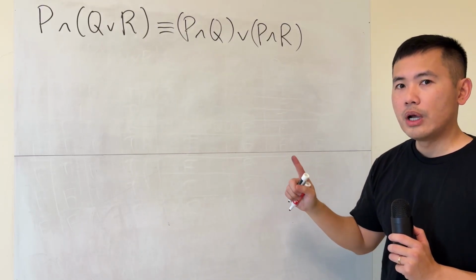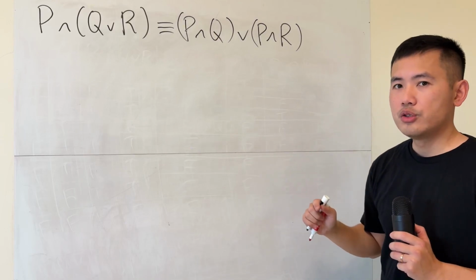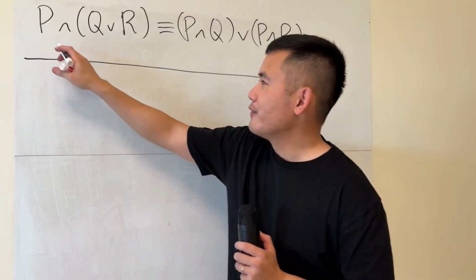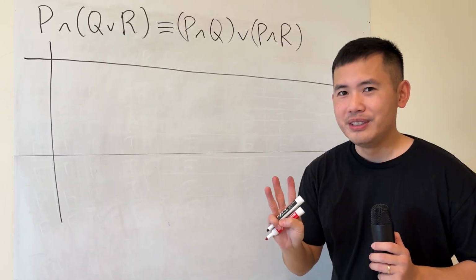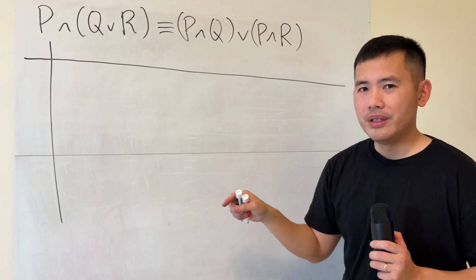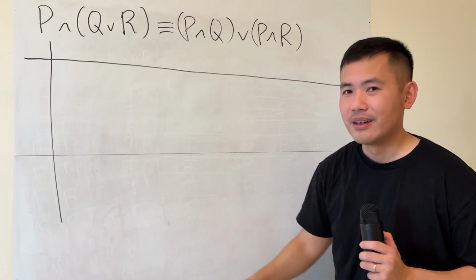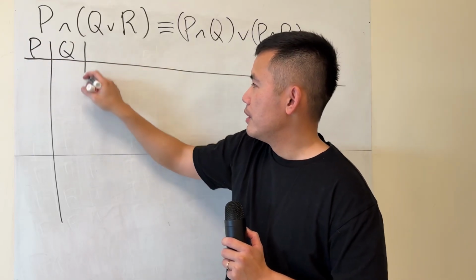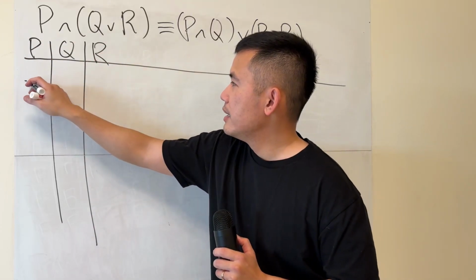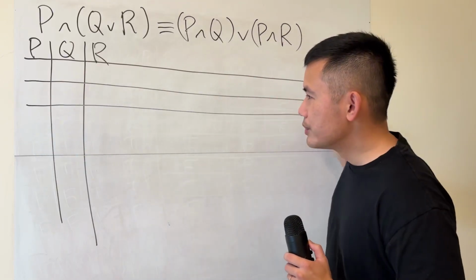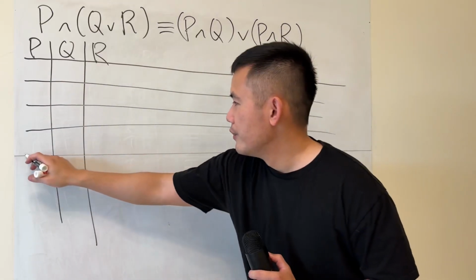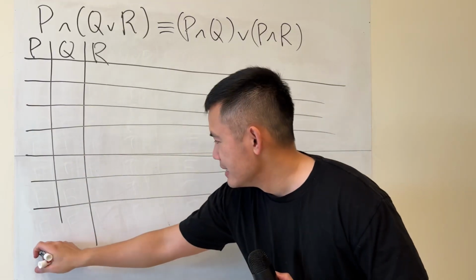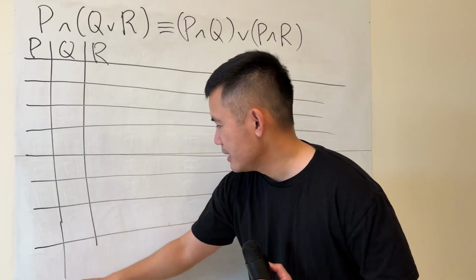Right here, I would like to verify that they are logically equivalent, and to do so, we will have to set up a truth table. And then, of course, because now we have 3 statements, P, Q, R, we need a total of 8 rows from here, right? Because 2 to the third power. So P, Q, R, and let's count 1, 2, 3, 4, 5, 6, 7, and then 8.